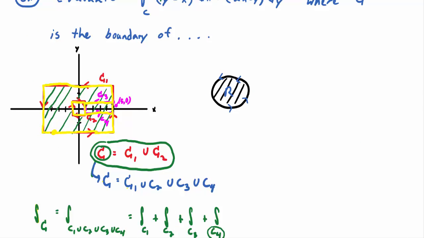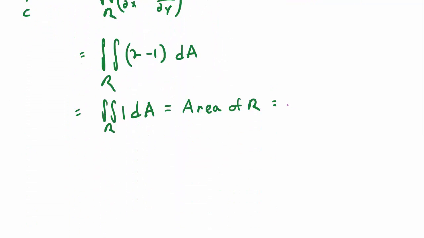So if you look at the big rectangle here, it goes from negative 5 on the x-axis to 5. And it goes from negative 3 on the y-axis to 3. So what are the dimensions of this rectangle? The big rectangle, that is. 10 by 6. So the area of the big rectangle is 10 times 6.